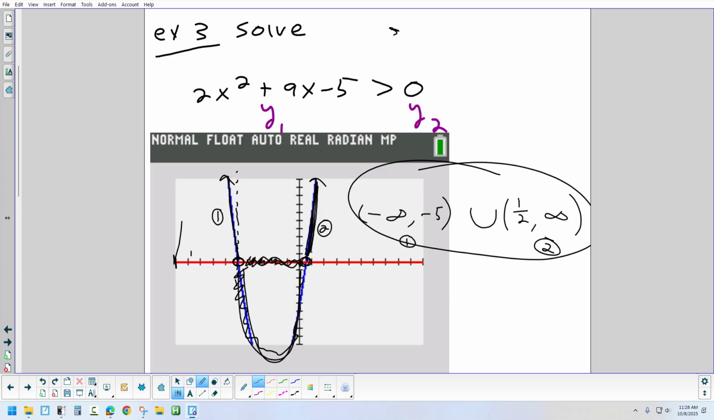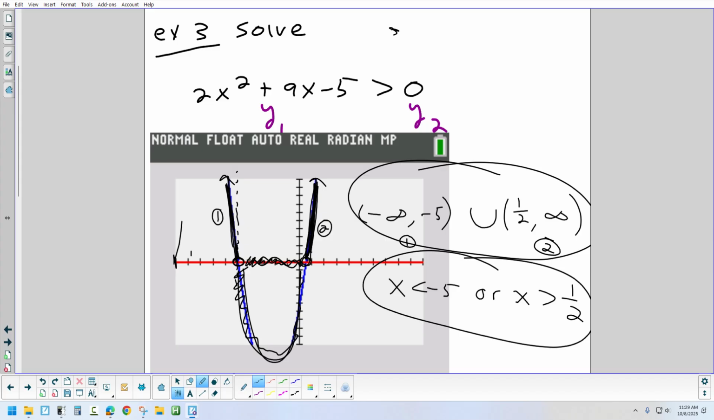Yep. How should you know when to use that symbol, like the U in between the two? Anytime you're describing multiple sections, and it could be either or. So in this case, you could be here and be above the red line, or you could be here and be above the red line. If you were writing it as an inequality, it would be x is less than -5, or x is greater than 1/2. That's exactly the same thing. This is interval 1. That's interval 2 over there.